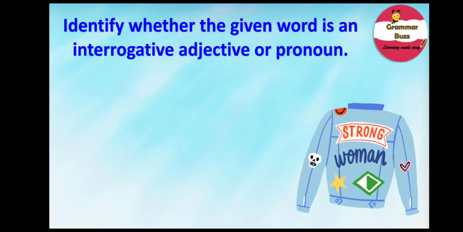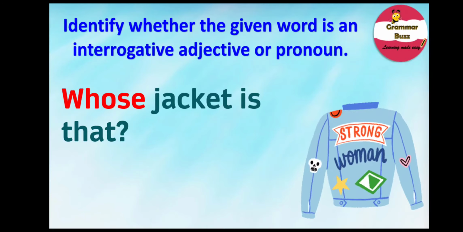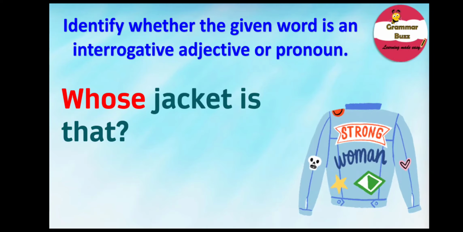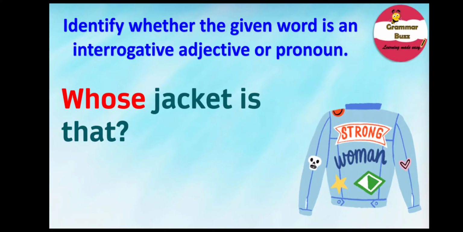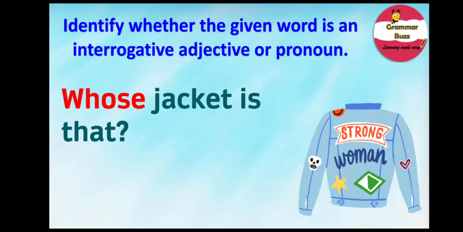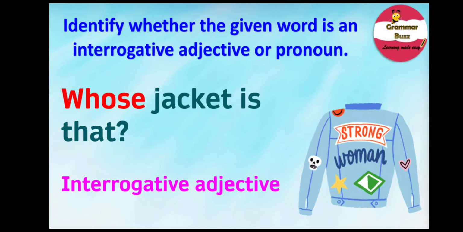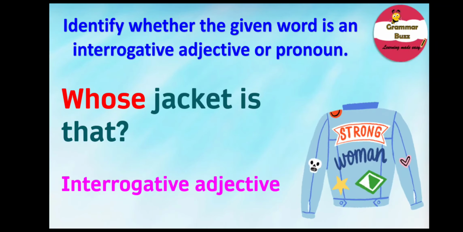So you have the picture of a jacket here, and what does our sentence say? It says, "Whose jacket is that?" That's your first sentence. Can you tell me whether whose is an interrogative adjective or a pronoun? What do you think? You are quite smart. And you are right, it is an interrogative adjective because it modifies the noun jacket by asking a question. Good job.